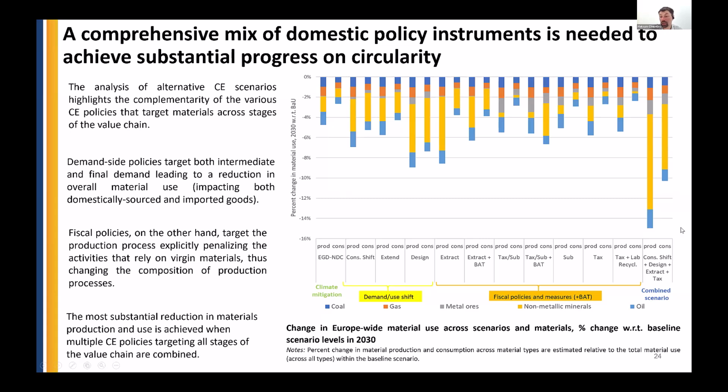So we are actually able to achieve absolute decoupling, meaning that the material production in absolute terms declines in 2030 relative to the 2021 level, but only from the production side. So from the consumption side, these policies are still not sufficient. So we see that some leakage still remains in this case.